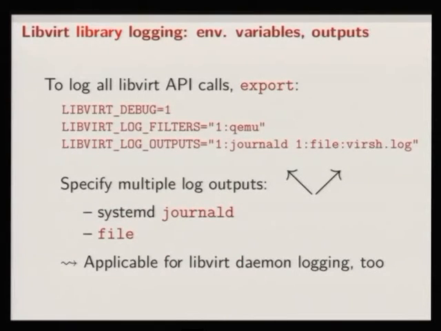That's for daemon logging. You could also examine what kinds of public API calls libvirt is issuing by setting some environment variables on the command line. You could see a few environment variables listed there. You could redirect the output either to a specific log file or to systemd journal. Either of them would be fine, or you could set both. And this applies also for the libvirt daemon as well.